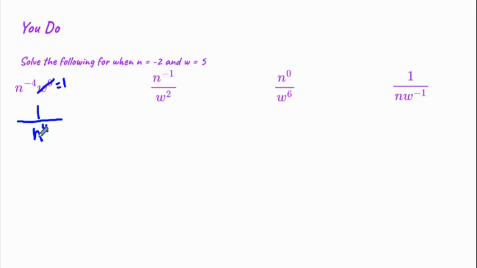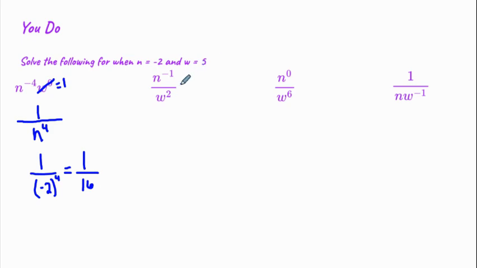So 1 over n to the fourth, that'd be negative 2, so negative 2 to the fourth. I know negative 2 to the fourth is 16. So 1 over 16. And we didn't need to mess with the 5 because we had eliminated the w.